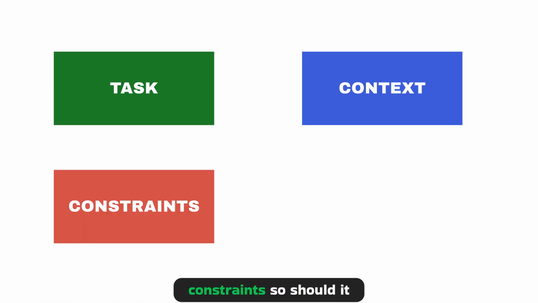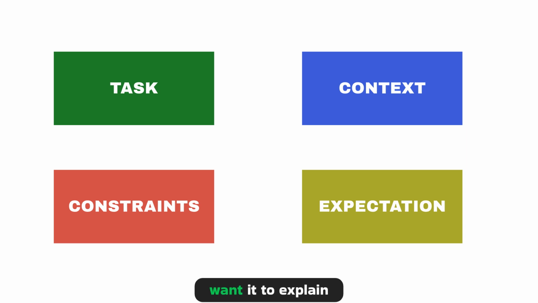Third is constraints, so should it keep the change simple, should it avoid adding any new packages, should it update tests, so those kind of things. And fourth is the expectation. Like, do I want it to explain the changes before applying them? Or do I want it to show the files it plans to modify?